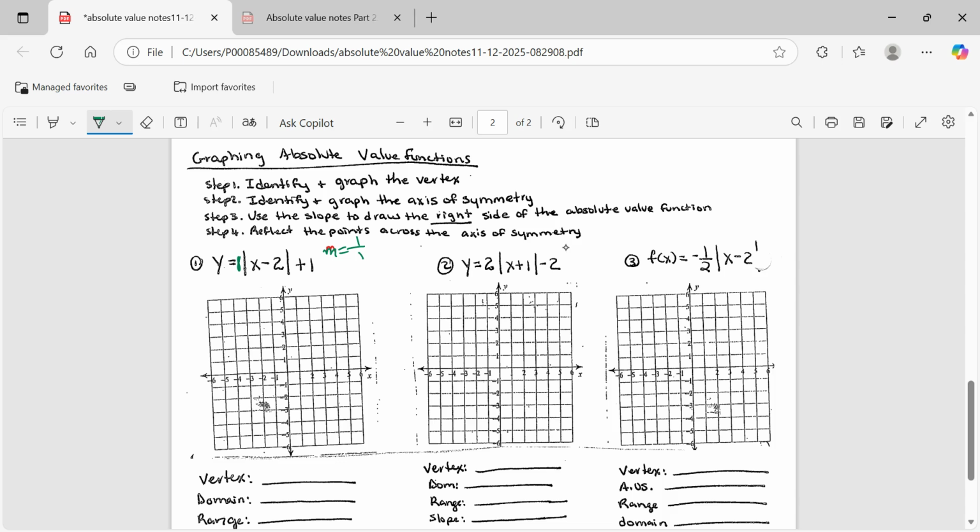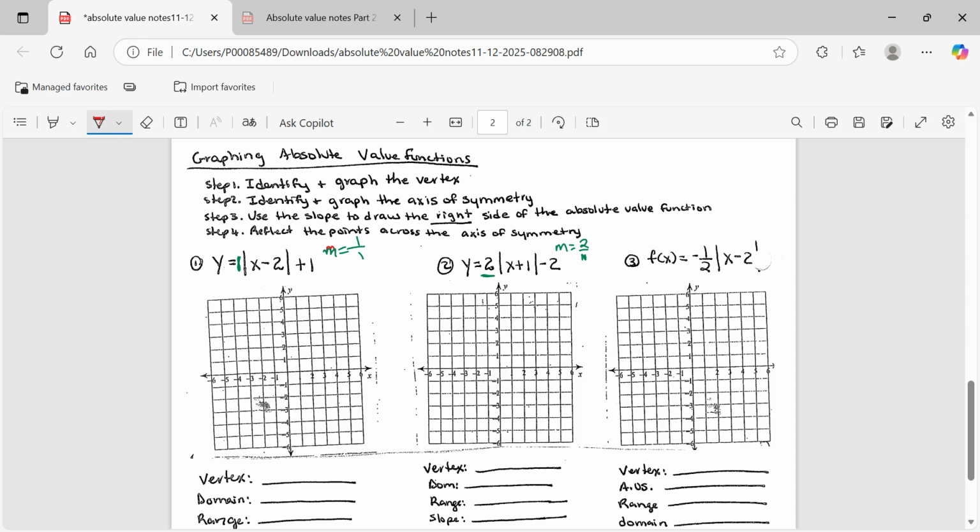My slope on number 2 is going to be right in the front. So my slope is 2. I do need a rise over run, so I'm going to put it over 1.